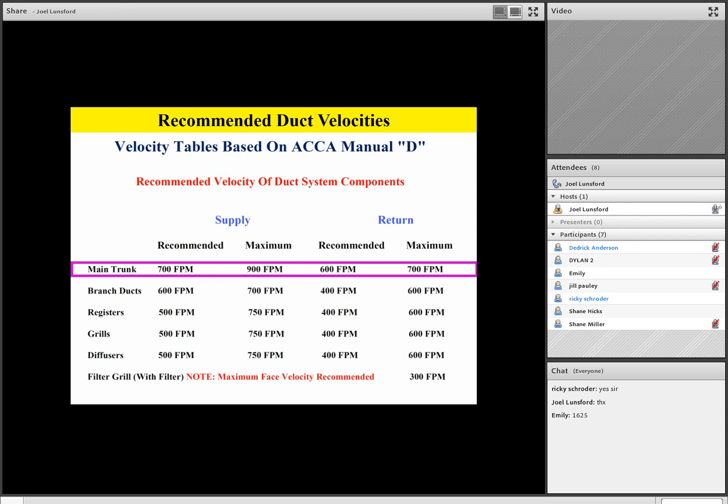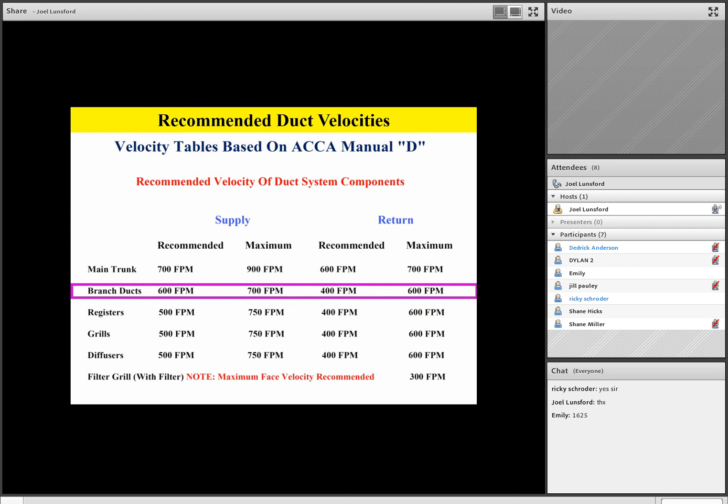On the branch ducts, now team, that's all the takeoffs. The takeoffs coming off the main trunk, going to all the different rooms and spaces. The recommended velocity on a branch duct is 600 feet a minute with a maximum of 700. And the return takeoff, or the return branch coming back from the rooms into the return trunk, is 400 feet a minute velocity with a maximum of 600 feet a minute on the return system.